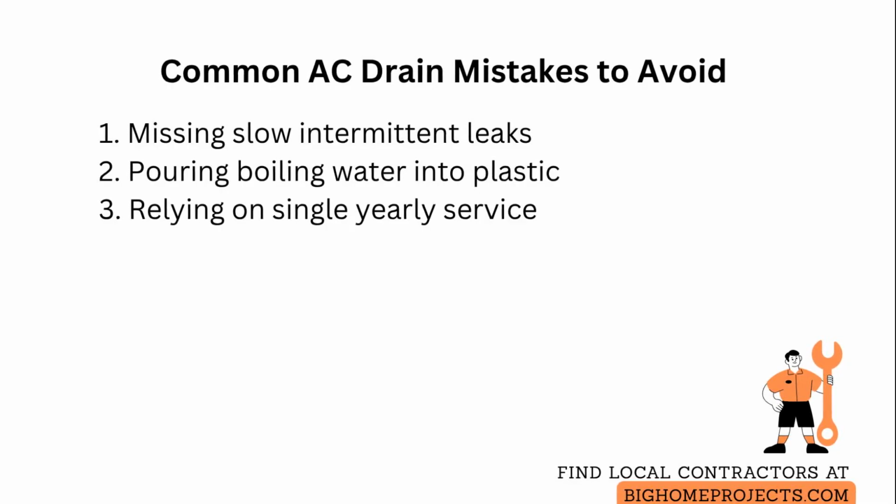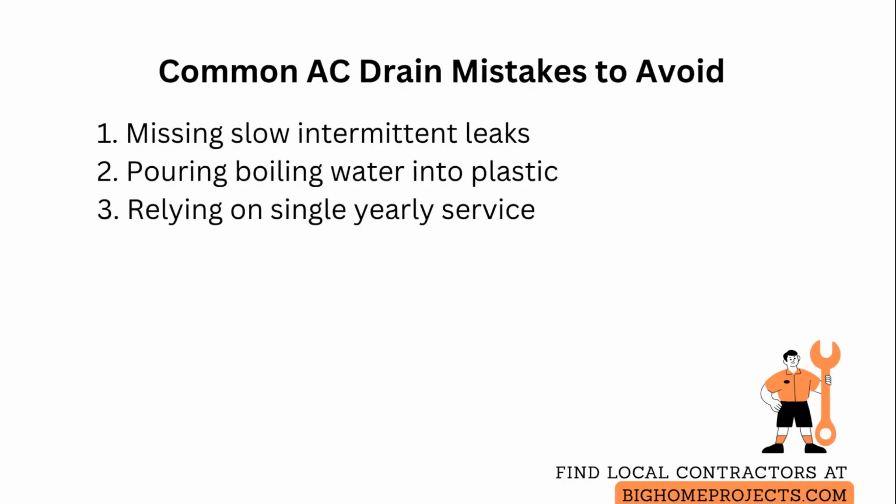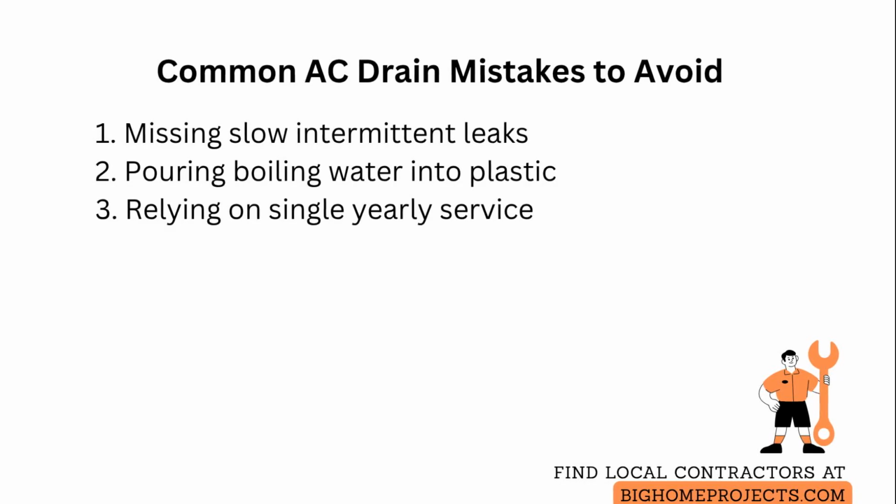People also trust a single yearly service and then ignore accessibility issues. Create a simple quarterly checklist for visual pan checks, drain tests, and float switch tests so problems are caught early.